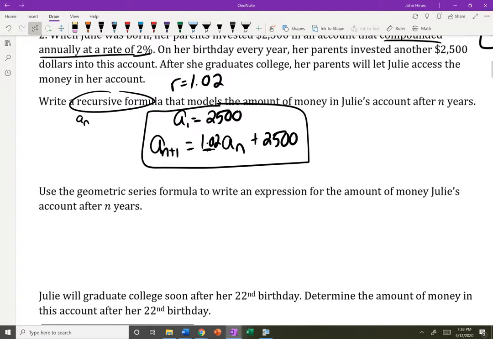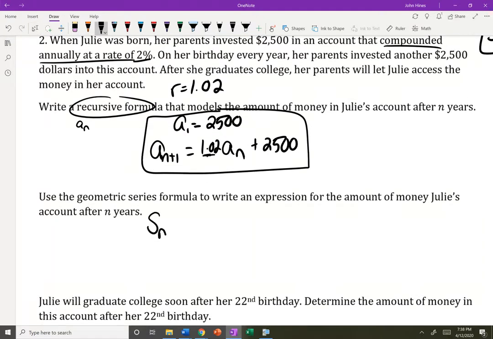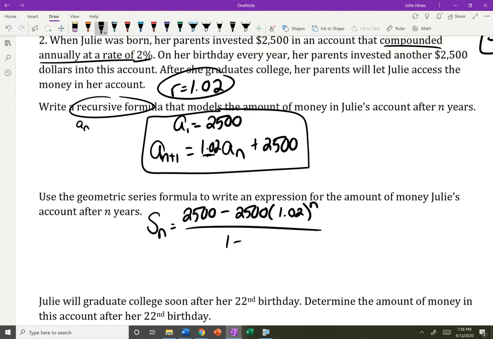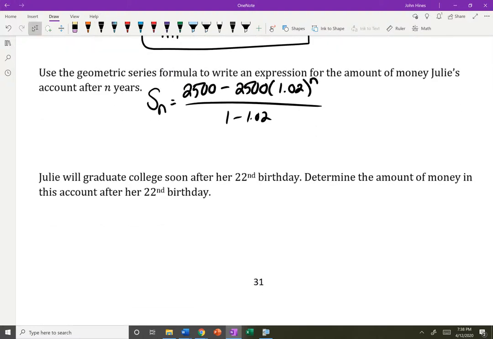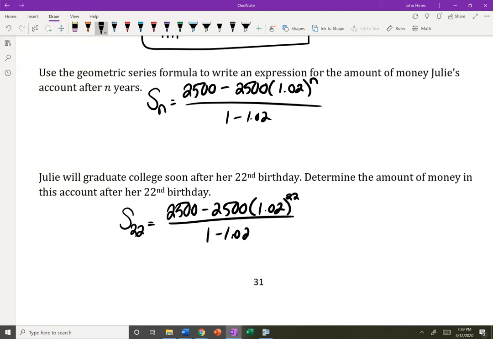So use the geometric series formula to write an expression for how much money Julie has in her account after n years. Well, initially, the monthly payment is $2,500 minus 2,500 times R to the n, that's my ratio, my multiplier, over 1 minus R. That's it. Julie will graduate college after her 22nd birthday. How much money is she going to have? Julie's going to be loaded after her 22nd birthday. 2,500 minus 2,500 times 1.02 to the 22nd. I'm just plugging into the geometric series formula here.